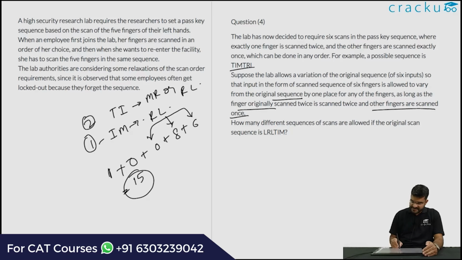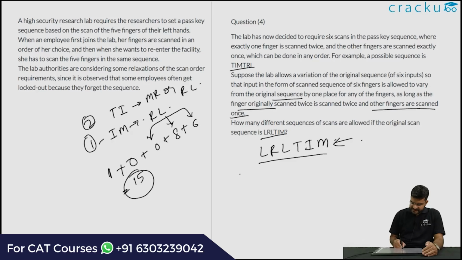So again let us assume that here it is given that the original sequence is L, R, L, T, I, M. Now what it is saying is that each of the fingers have to be misplaced by exactly 1 place. This is similar to the second question that we have solved, where each of the fingers can be misplaced by 1 place but not by more than 1 place. So let us again look at the number of different sequences of scans which will be possible.